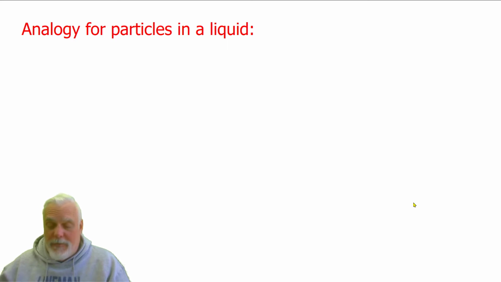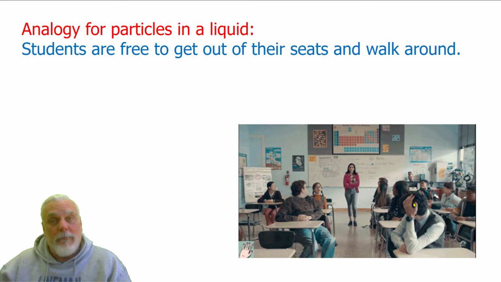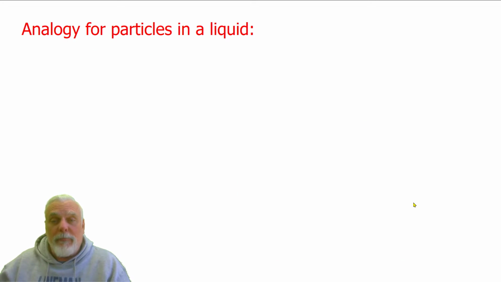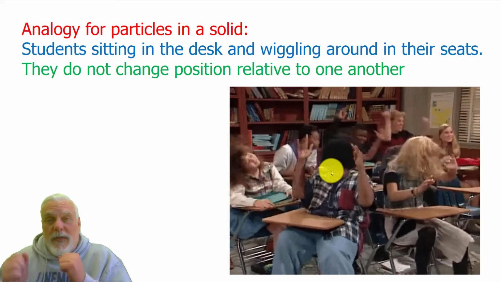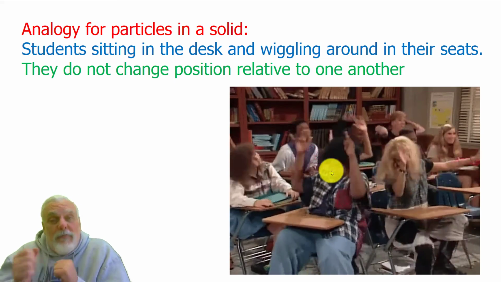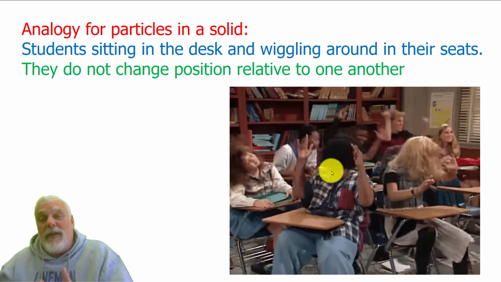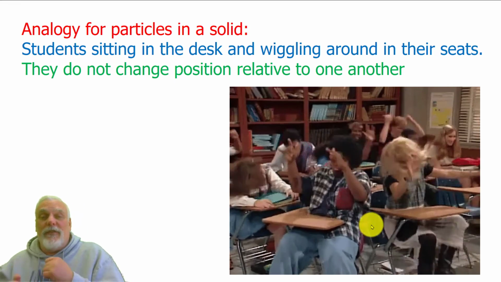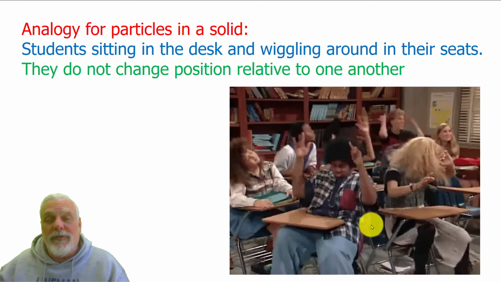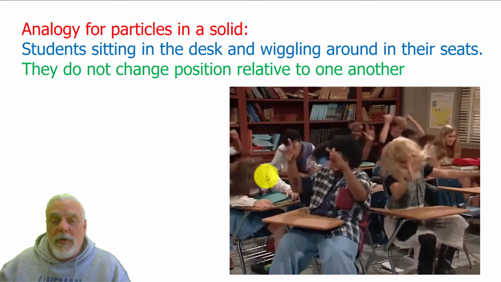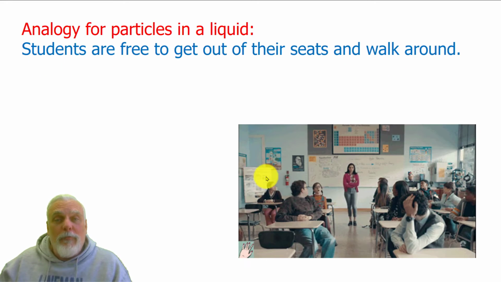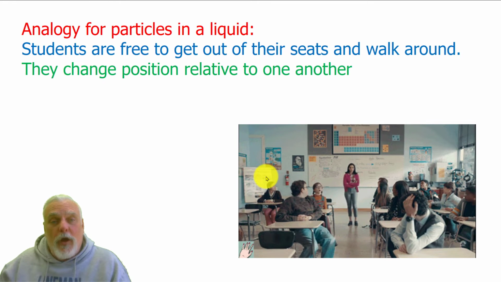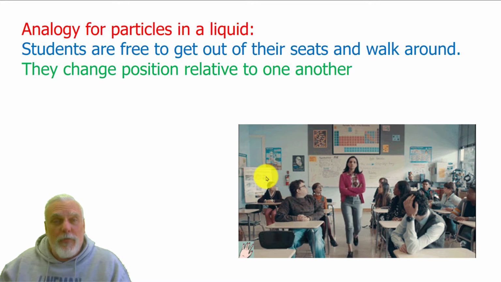Particles in a liquid are going to have a slightly different motion. So students are free to get out of their seats and to walk around. For example, if we talk about this student, let's say the student starts having enough energy, he's moving faster and faster. He has enough energy to break free and falls out of his desk and starts rolling around. He's now changing position relative to this student and to this student. And that would be more like a liquid. So each student is able to get up out of their seats and walk around. They change position relative to one another.